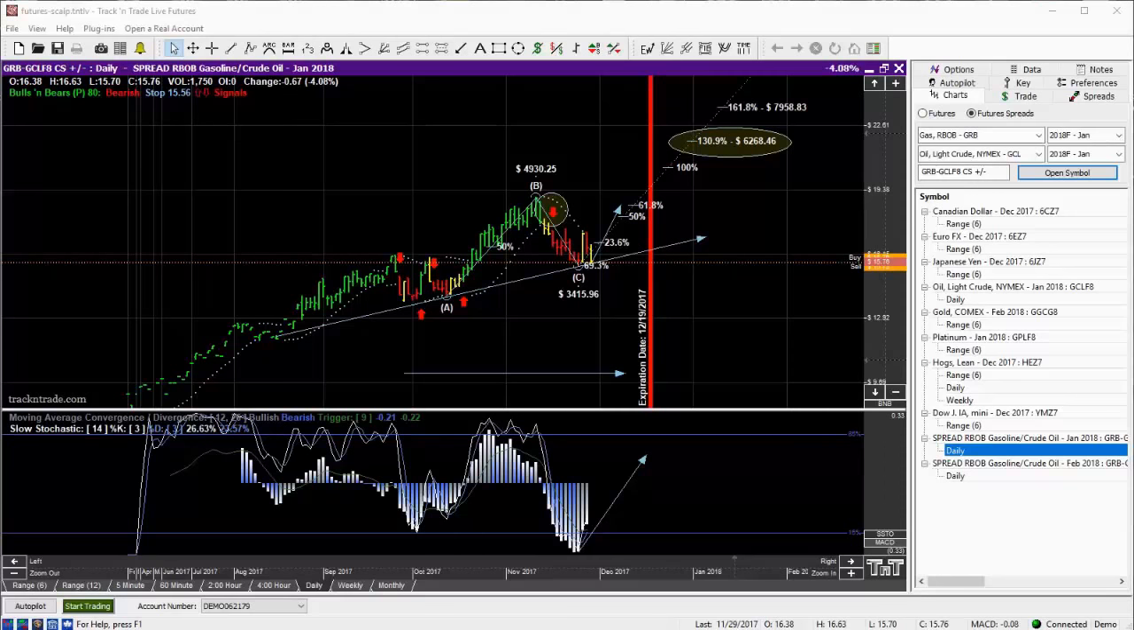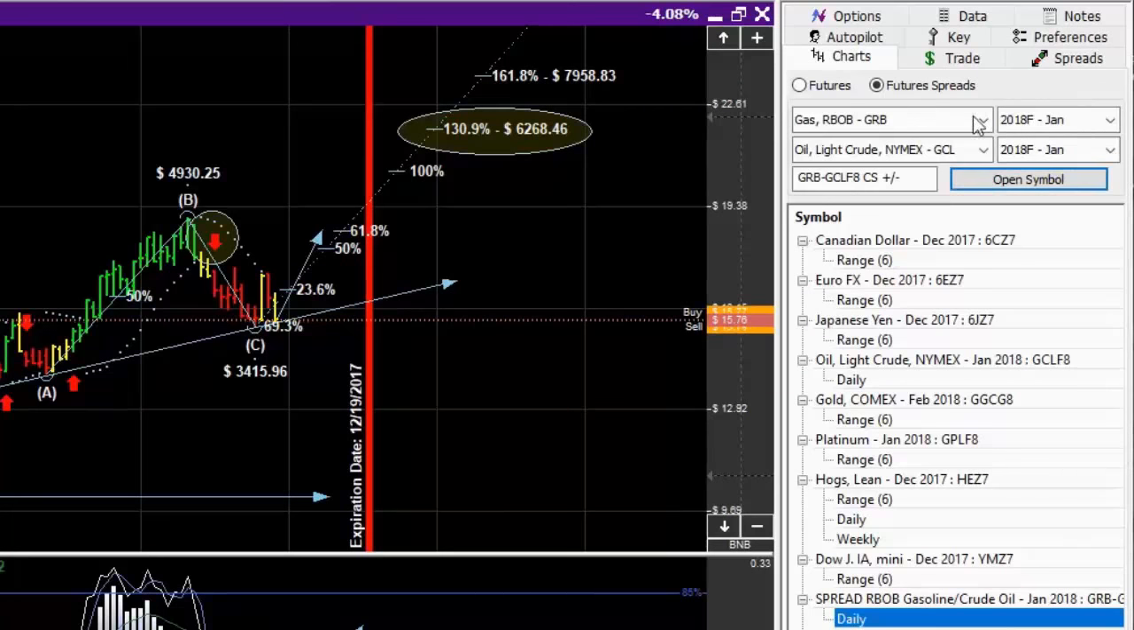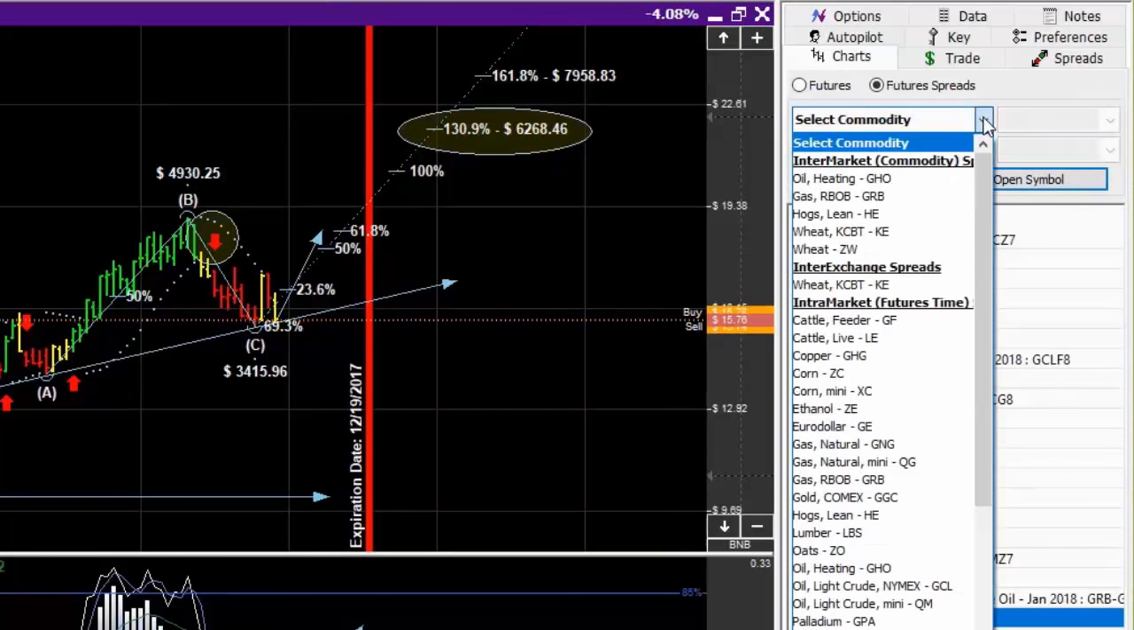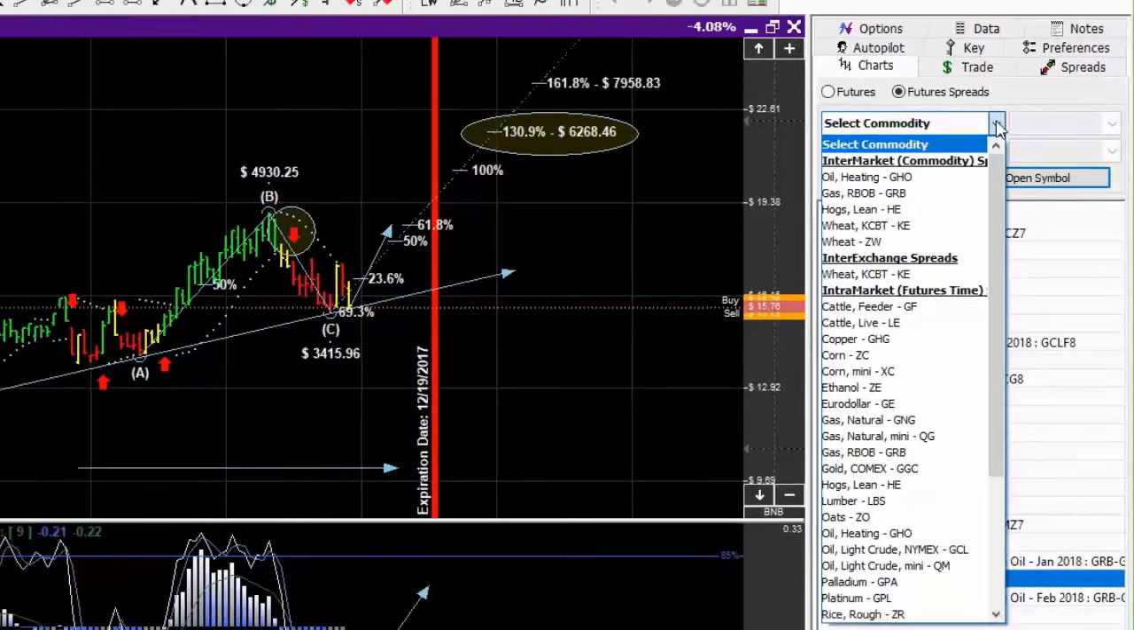There are basically three types of spreads. There are intra-market, or what we like to refer to as futures time spreads, which is the same commodity but different contract months. For example, December live cattle against February live cattle. There are inter-exchange spreads, which is buying and selling across two different exchanges, such as Kansas City wheat against Chicago wheat. We also have intermarket, or what's known as commodity spreads, which is buying and selling two different but similar markets against each other, such as unleaded gasoline against crude oil.